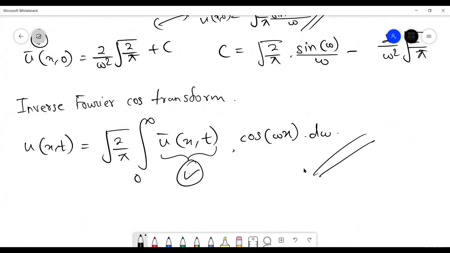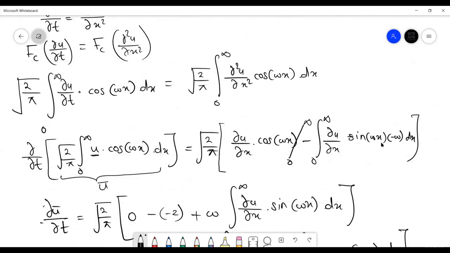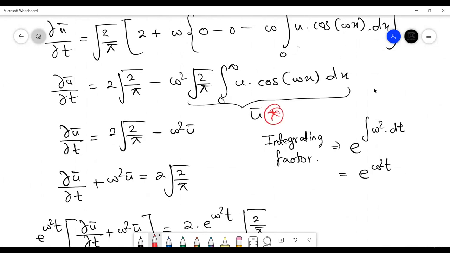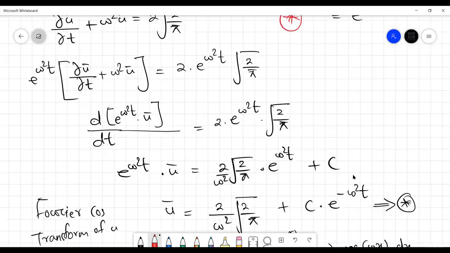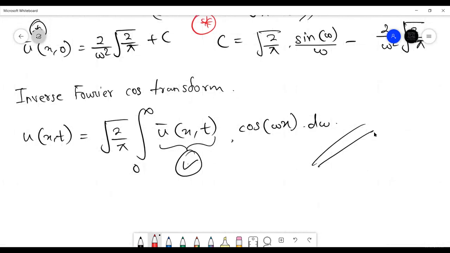It is a bit lengthy, and there are a few steps you have to keep in mind, especially here. We have to take this del u by del t, and you have to substitute this u bar. Similarly, substitute u bar here, and the integrating factor part. And finally, this transformation: you know the initial condition for u, but you don't know the initial condition for u bar. So you have to find the initial condition for u bar and then find c. So these are the critical points. If you know those critical points, you can handle the partial differential equation based on Fourier transforms.